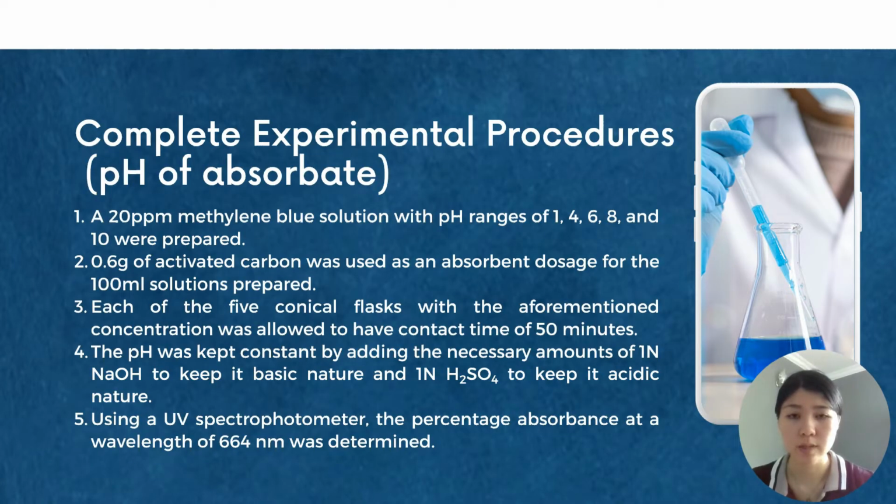The following shows the complete experimental procedure of different pH of adsorbate. A 20 ppm methylene blue solution with pH ranges of 1, 4, 6, 8, and 10 was prepared. 0.6 gram of activated carbon was used as an adsorbent dosage for the 100 ml solution prepared. Each of the 5 conical flasks with the aforementioned concentration was allowed to have contact time of 50 minutes. Next, the pH was kept constant by adding necessary amount of sodium hydroxide to keep its basic nature and sulfuric acid to keep its acidic nature. Lastly, using a UV spectrophotometer, the percentage of adsorbents at a wavelength of 664 nanometer was determined.